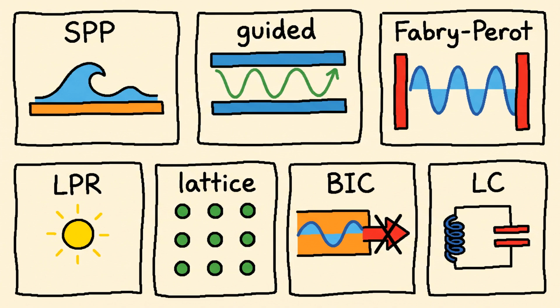A Fabry-Perot cavity is 2 reflecting interfaces with a standing wave between them. Its resonance condition, twice the optical thickness equals m times the wavelength, depends on cavity thickness, not grating period. A localized plasmon resonance sits on an isolated nanoparticle. It doesn't need periodicity at all.